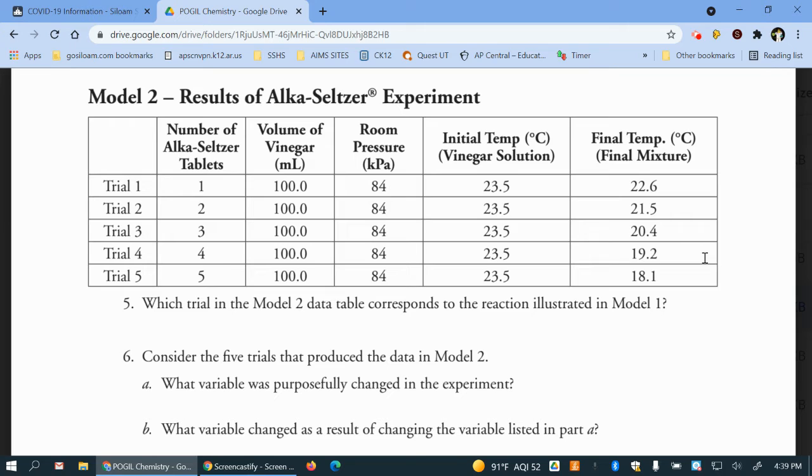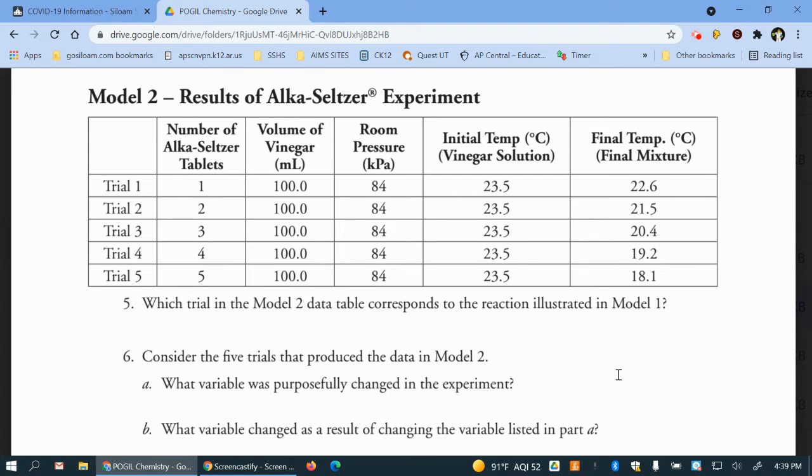This is a representation of data from the experiment we just looked at. Answer the following questions looking at Model 2. Which trial in Model 2 data corresponds to the reaction illustrated in Model 1? Did you say trial 1? Correct, because one tablet was added and we had a decrease in temperature to 22.6 degrees.